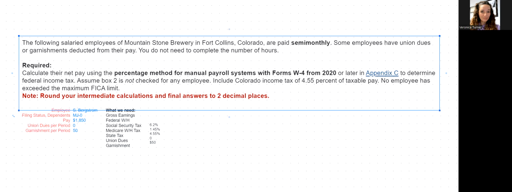We also need to include Colorado income tax, and they're giving us that percentage right here of 4.55% of taxable pay. We also need to know that no employee has exceeded their maximum FICA limit, which means when we're calculating their percentages, we don't have to remove any. We're going to leave everything as a whole.